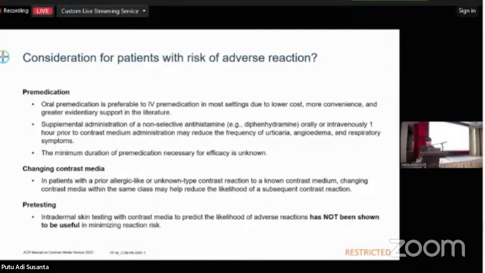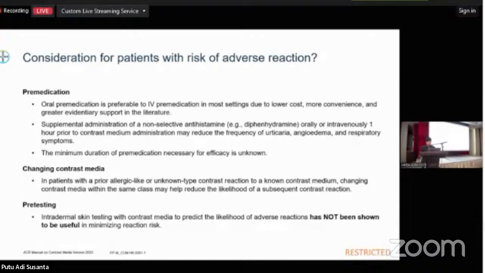And the additional administration of antihistamine may help reduce several symptoms. And regarding patients with previous allergic-like or unknown type of contrast reaction, it may be recommended to change the contrast media within the same class, which may help reduce the possibility of subsequent contrast reactions. And for pre-testing, intradermal skin testing or test injection is not recommended because it has not been shown to be useful in minimizing the reaction risk.